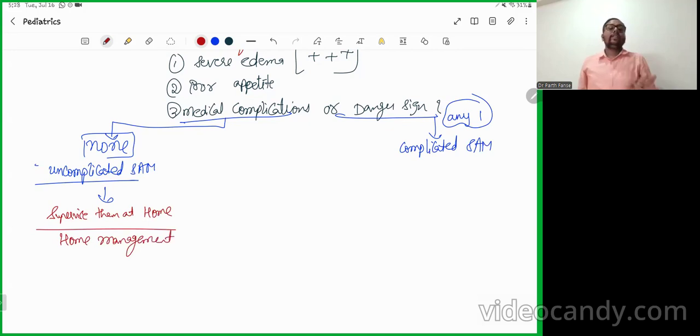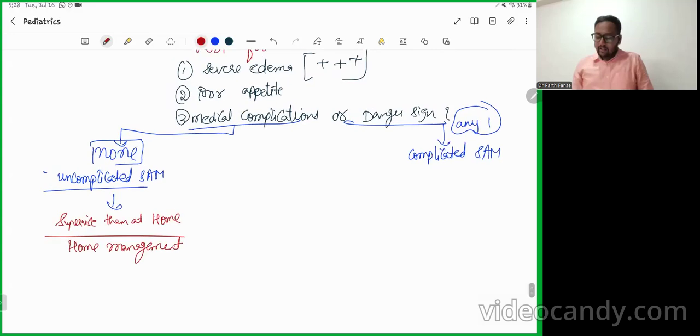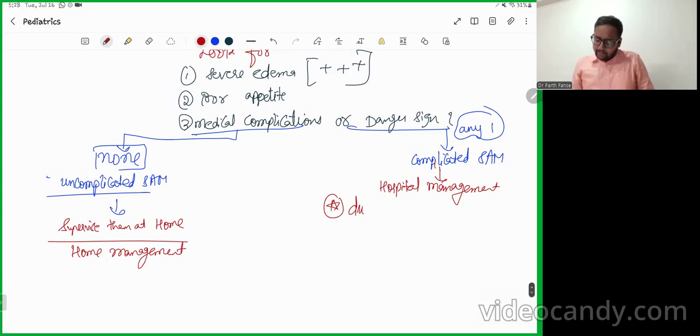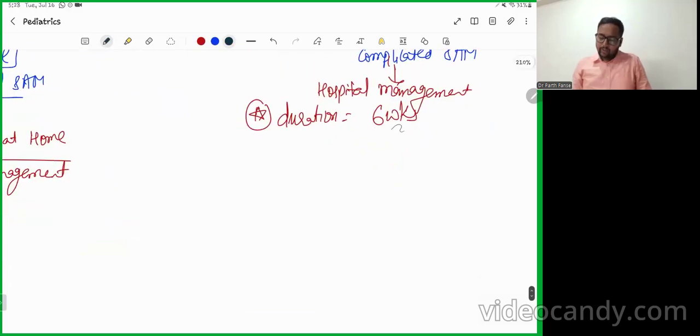On the contrary side, if there is complicated SAM, you need to hospitalize as soon as possible. So we will write it as hospital management. What will be the duration of hospital management? Basically, we keep this child for 6 weeks. How we differentiate is, the 6 weeks in two ways.